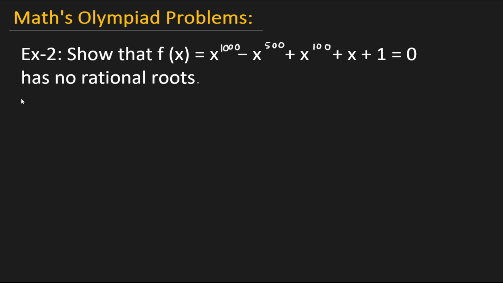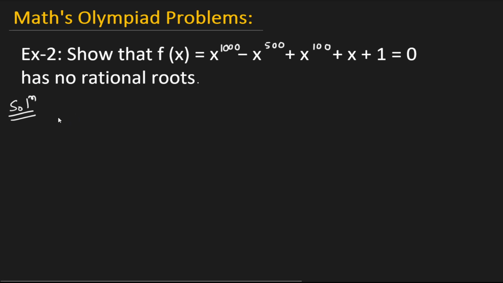So you all know what a rational number is. A rational number means any number which is of the form p by q, where q is not equal to 0. So we have to show that this particular equation has no rational root. So we will do it in a reverse way.